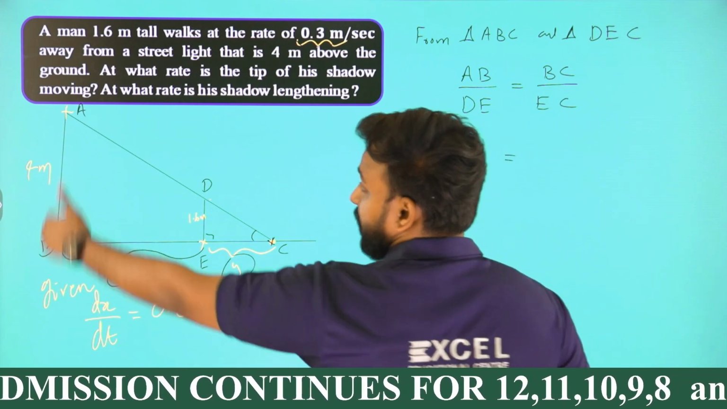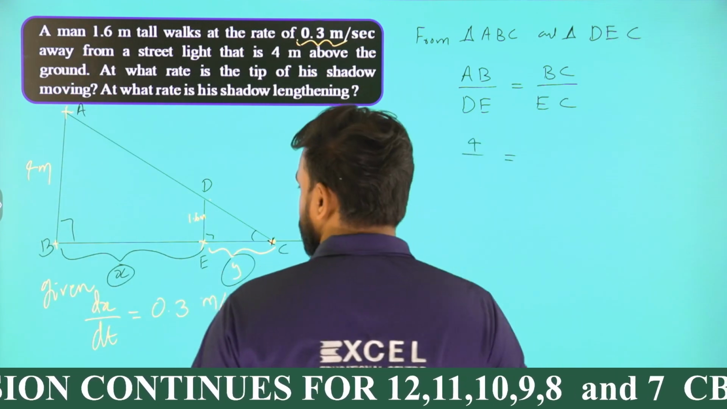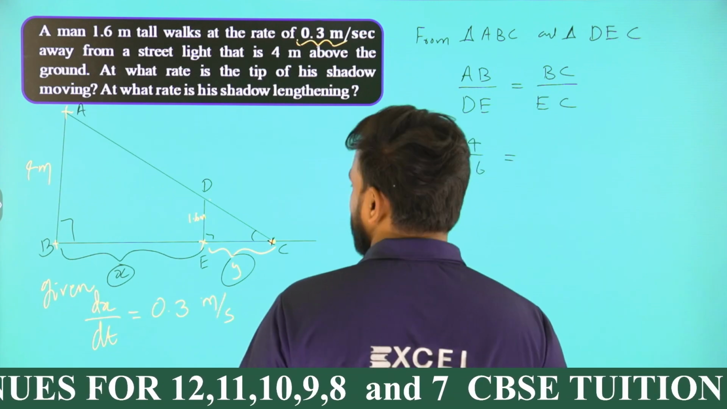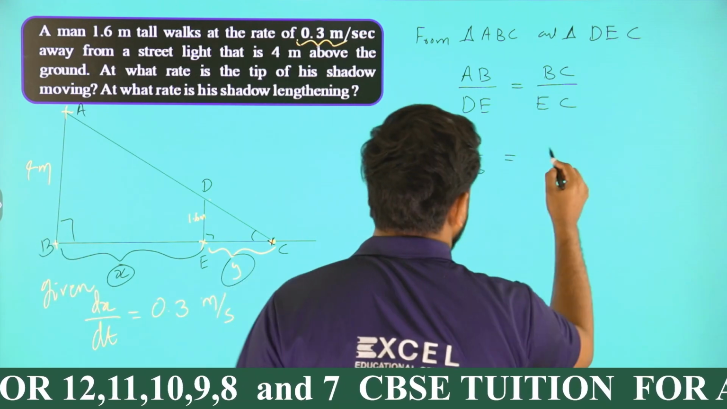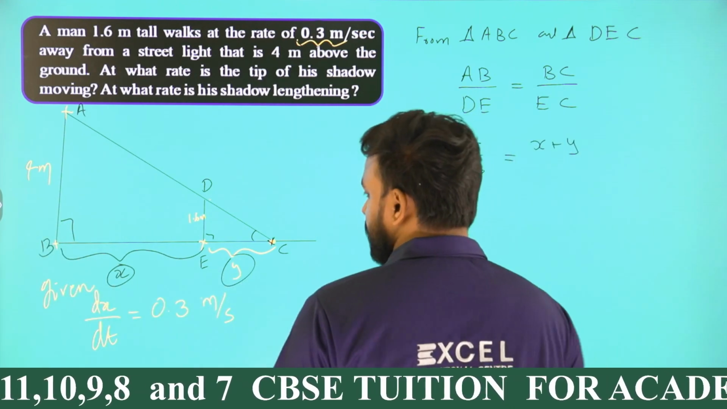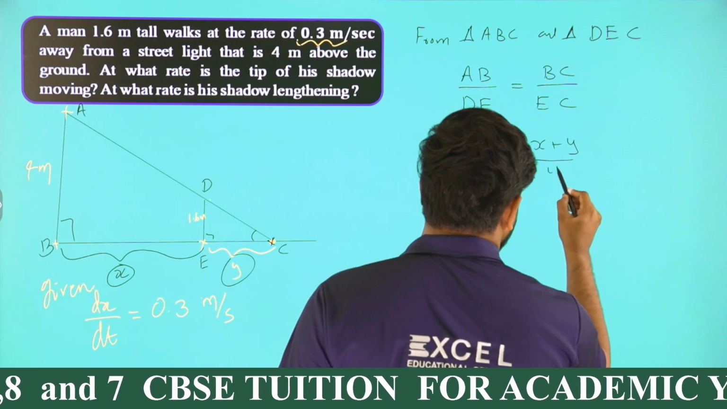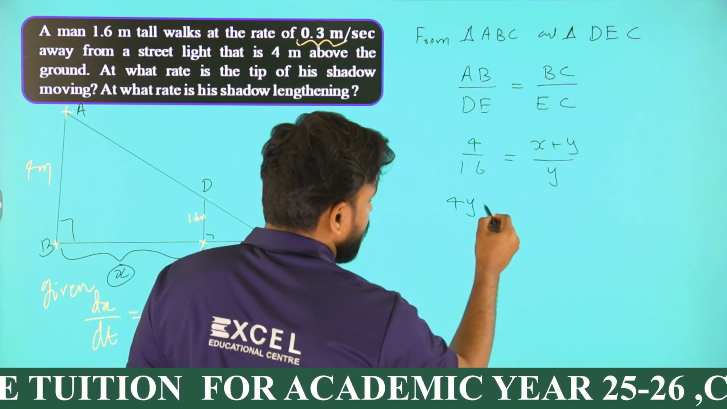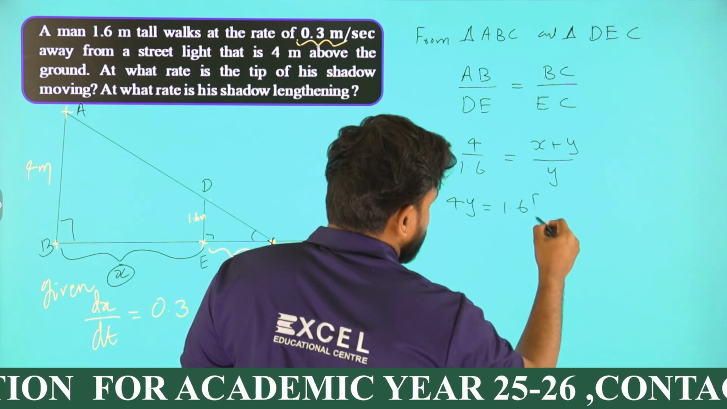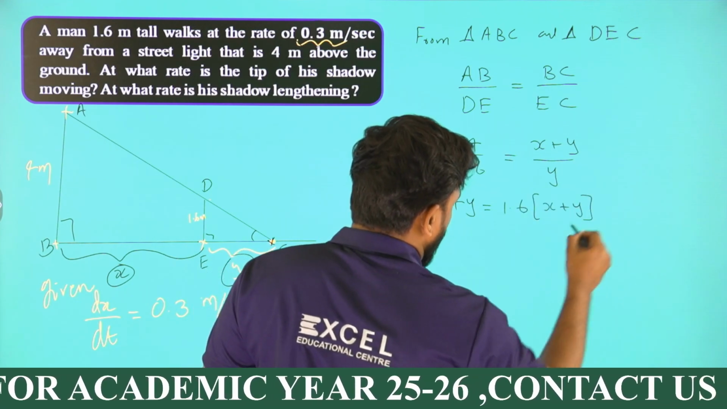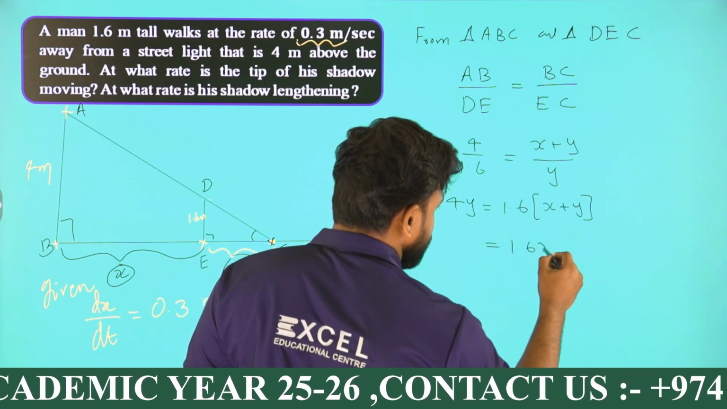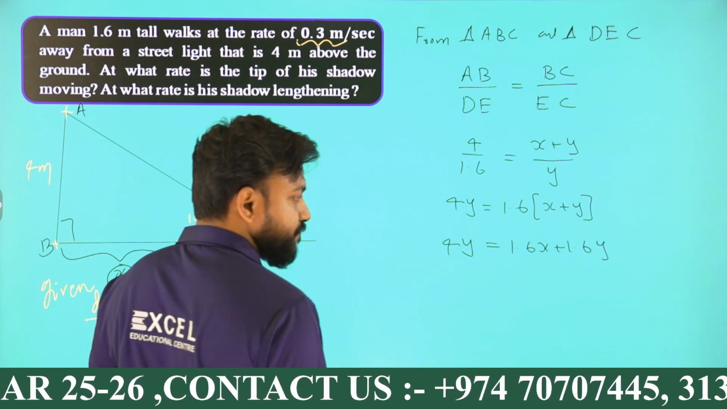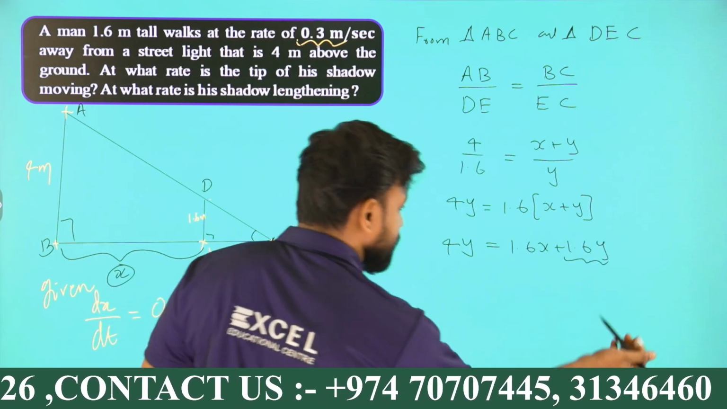So you know what is AB. AB is 4. DE is 1.6. And BC is X plus Y. And EC is just Y. Ready? I'm taking this Y to this side. 4Y is equal to 1.6 times X plus Y. Open the bracket, what you will get? 1.6 times X plus 1.6 times Y. It's 4Y. I'm taking this 1.6 times X to this side.